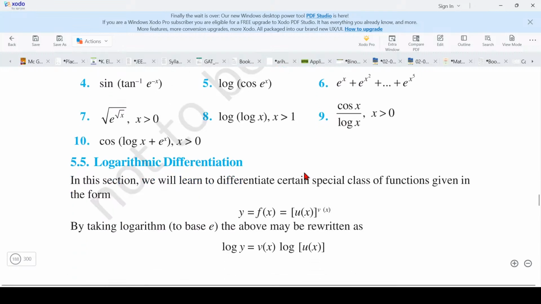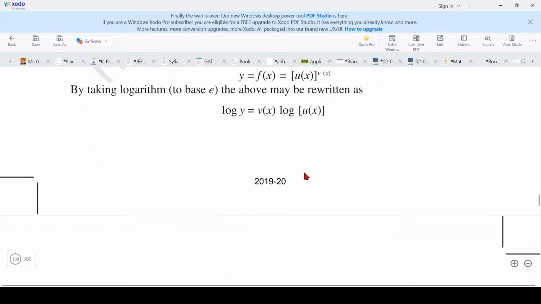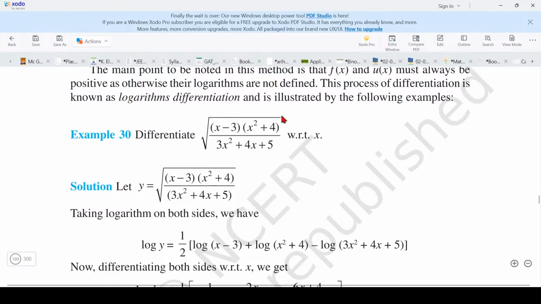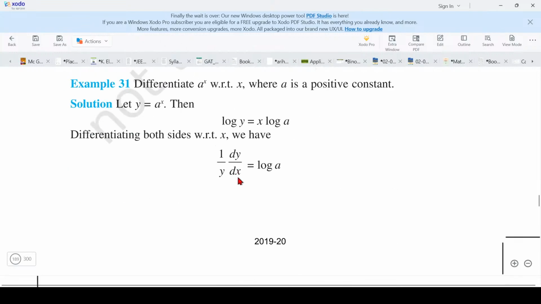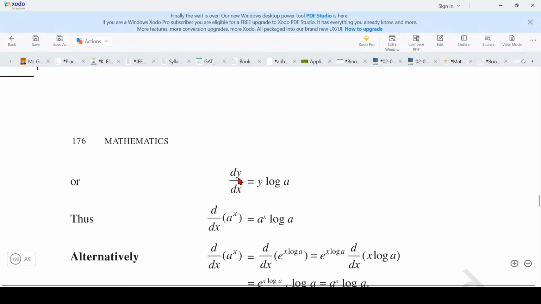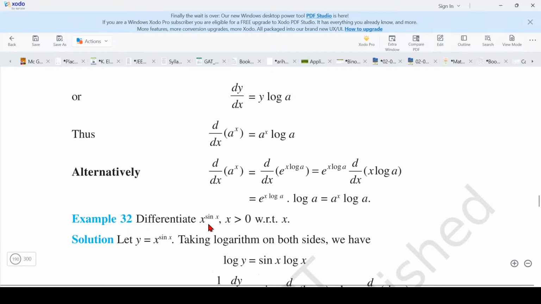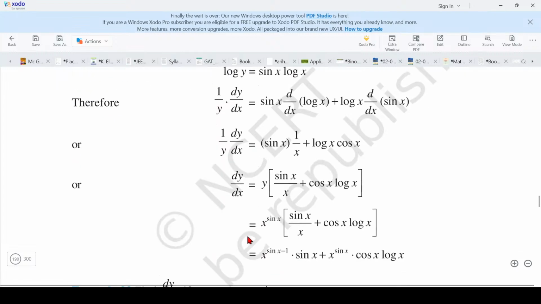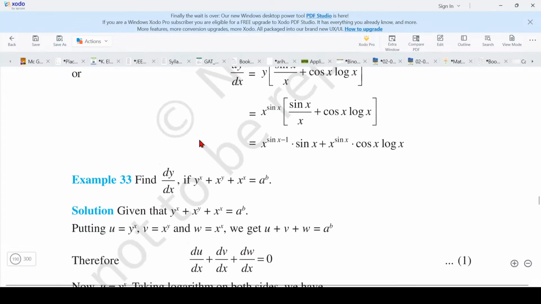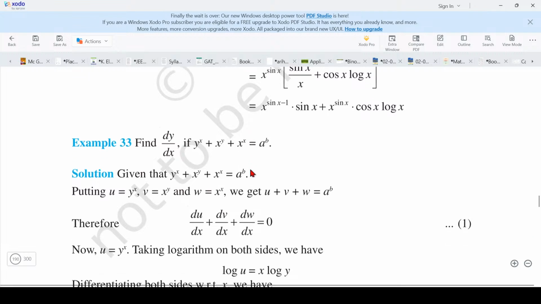So now logarithmic differentiation. You know how to do logarithmic differentiation? Yes, sir. These things you can do, right? X power x, how will you differentiate? X power sin x. How will you differentiate this one? Sir, it's sin x log x. Log y is equal to sin x log x, very good. You know how to differentiate this, no? Yes, sir. This kind of function you know how to differentiate, no?